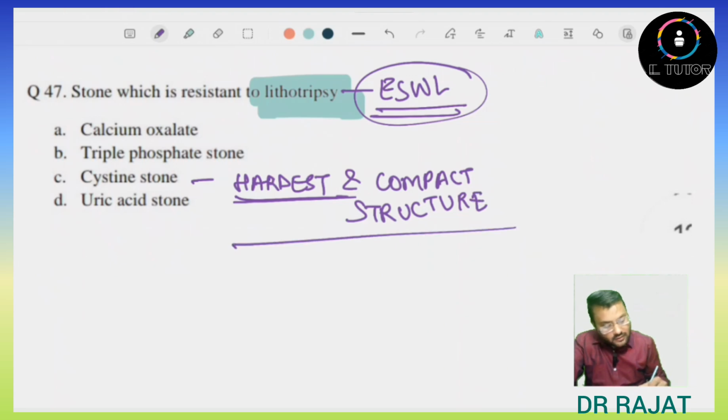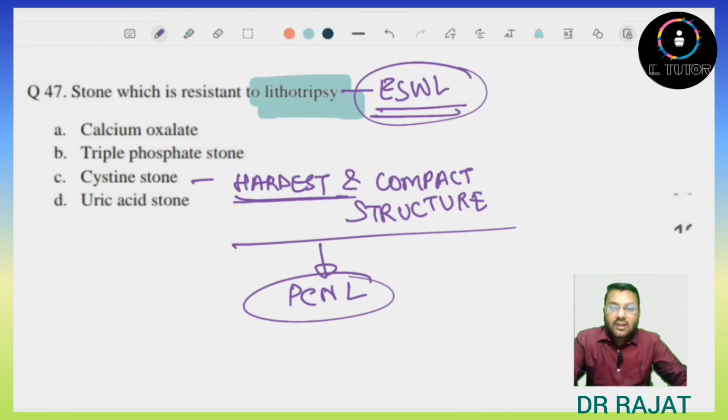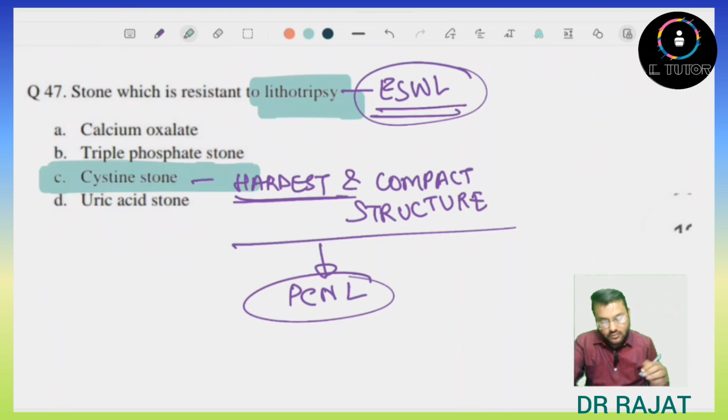So for these cystine stones we will use PCNL. So ESWL or lithotripsy can be used for calcium oxalate and small triple phosphate stones. For larger triple phosphate stones also we will use PCNL only, and for uric acid stones also we can use ESWL. But cystine stone which are hardest and have the compact structure, we will generally use PCNL. So answer here will be option number C, cystine stones.